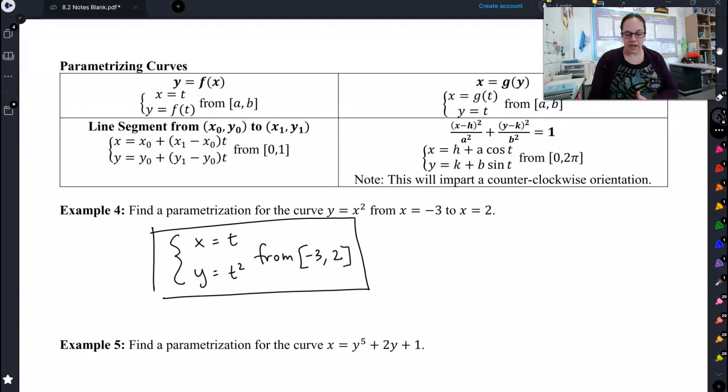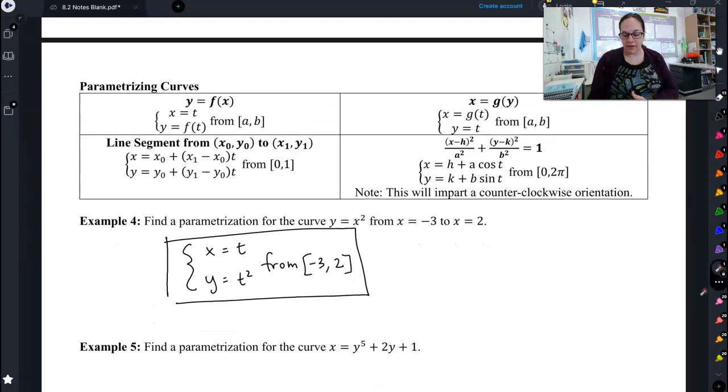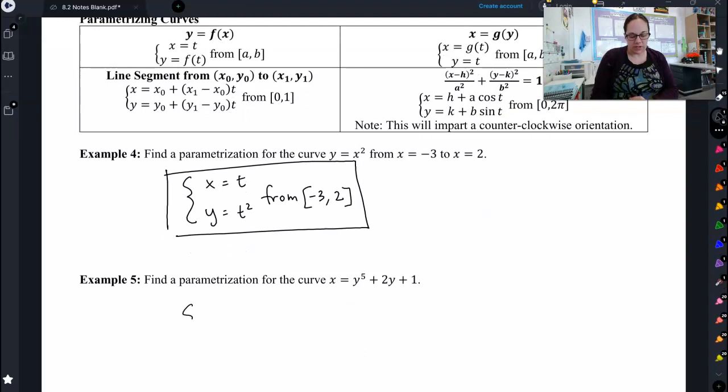So in the next problem, example 5, we have an x equals equation. So now I'm going to follow these rules. So my first equation is going to be x equals, and I list the equation, but I'm going to use t's instead of whatever variable they used. So instead of y to the 5th, I have t to the 5th. Instead of 2y, I have 2t and plus 1. And my second equation is just y equals t.